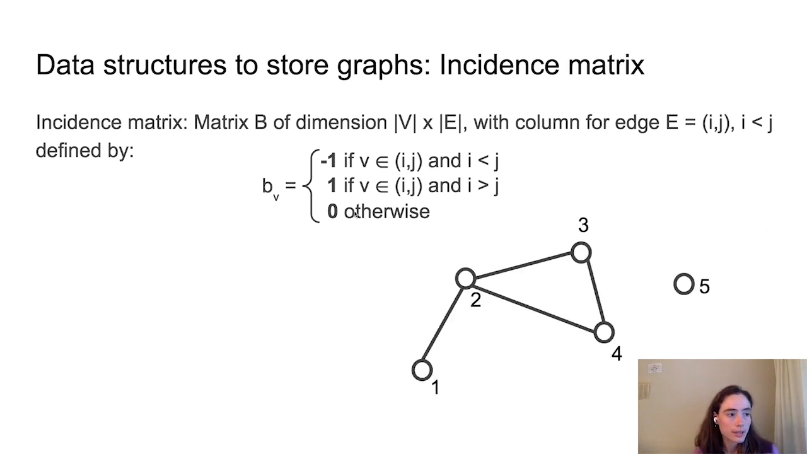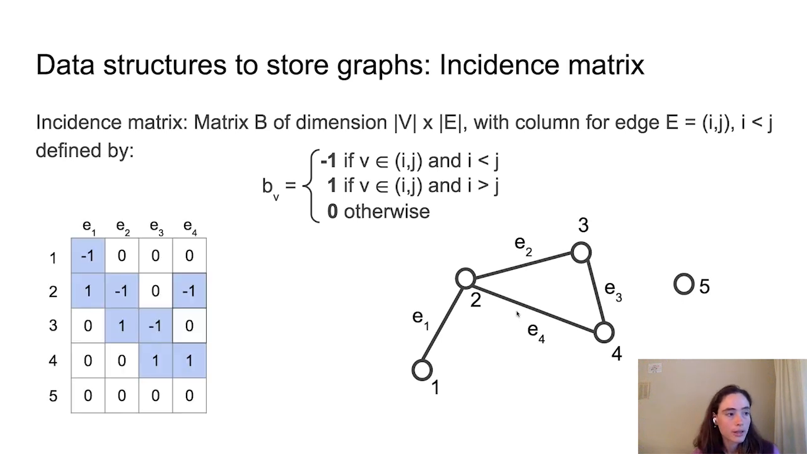So let's look at an example. For our example graph we've been working with so far, we can label the edges, edge 1 through edge 4, and then this is our resulting incidence matrix. So each column corresponds to one edge. So we can see for edge 1, we have the first column, and basically there'll be two vertices that compose that edge. In this case, it's vertices 1 and 2.